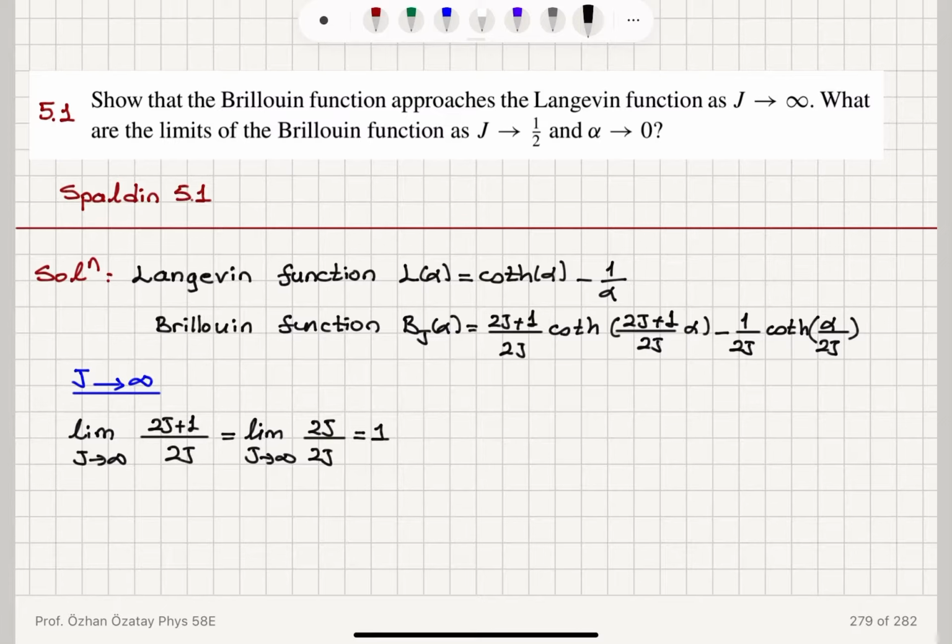And also, we can look at cotangent hyperbolic alpha. Now, cotangent hyperbolic alpha is cosine hyperbolic alpha divided by sine hyperbolic alpha. And cosine hyperbolic alpha is e to the alpha plus e to the minus alpha over 2. Sine hyperbolic alpha is e to the alpha minus e to the minus alpha over 2. So these 2's will cancel, and we're left with this ratio.